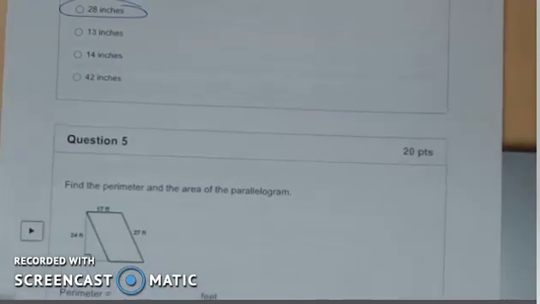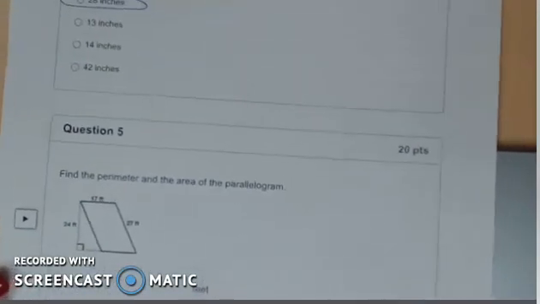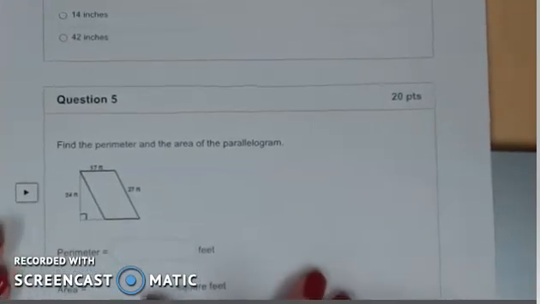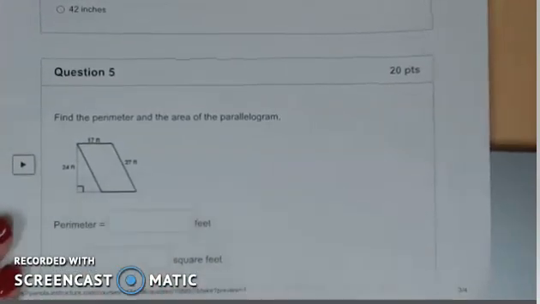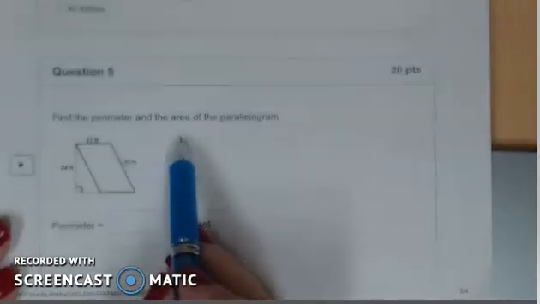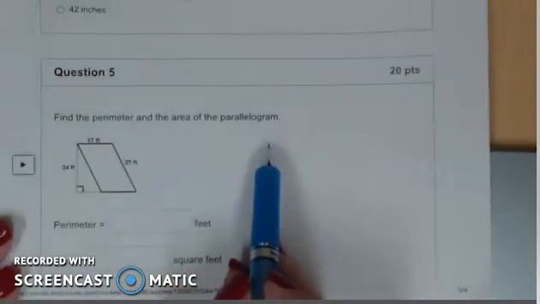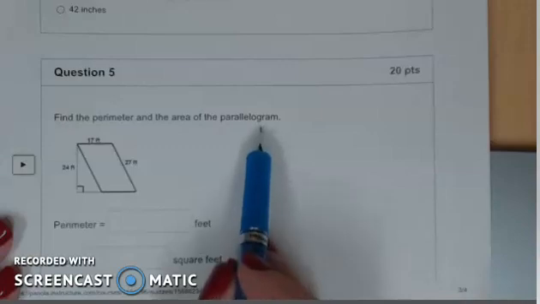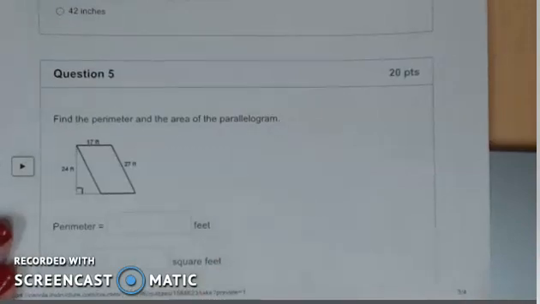Let's do another kind of odd shape here. Let's look at number 5. Again, this is not numerical order for your assignment. You may even have different questions, but hopefully this will kind of help out. It says find the perimeter and area of the parallelogram. So let's do perimeter first.